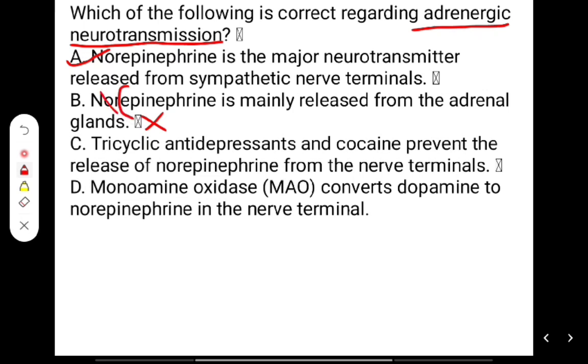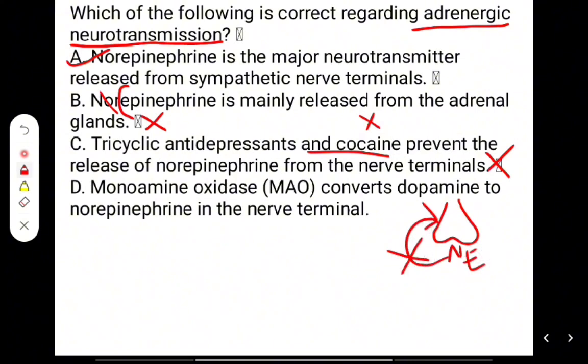Tricyclic antidepressant and cocaine prevents the release of norepinephrine from nerve terminals. No. What do they inhibit? They inhibit the reuptake in the nerve terminals when norepinephrine is released and it is being reuptaken. They inhibit this reuptake. Monoamine oxidase converts dopamine to norepinephrine in the nerve terminals. No. Dopamine beta hydroxylase will convert dopamine to norepinephrine.